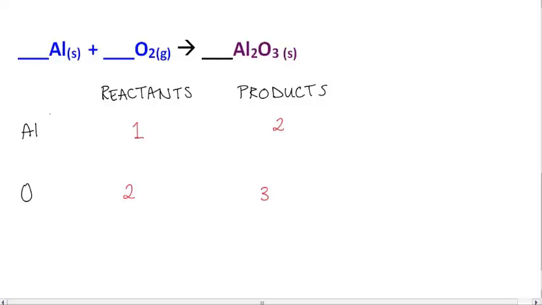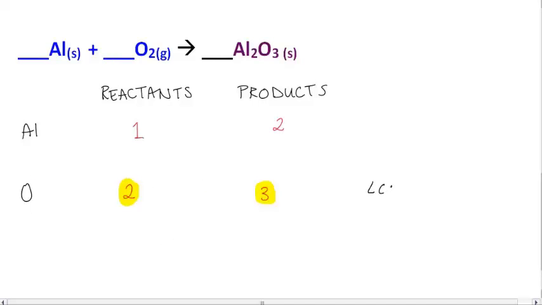So I'm going to start with the oxygen, because 2 and 3 seems a little less intuitive to balance than 0 and 2. So here's a hint for how to balance a chemical reaction if you're stuck. I've got 2 oxygens in the reactants and 3 in the products. Look for the lowest common multiple between 2 and 3.